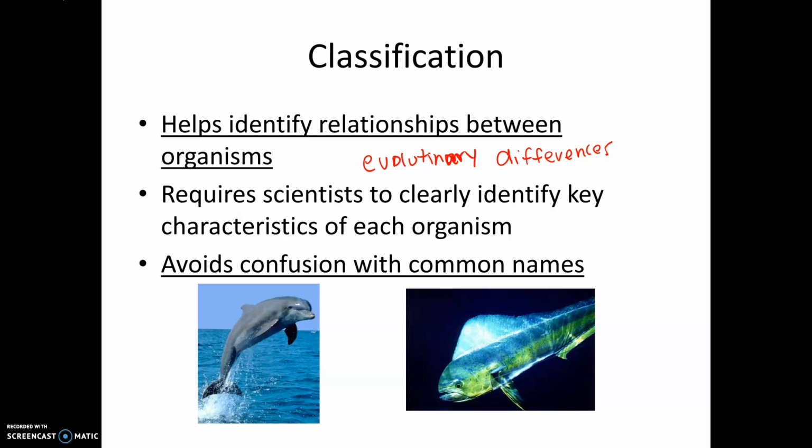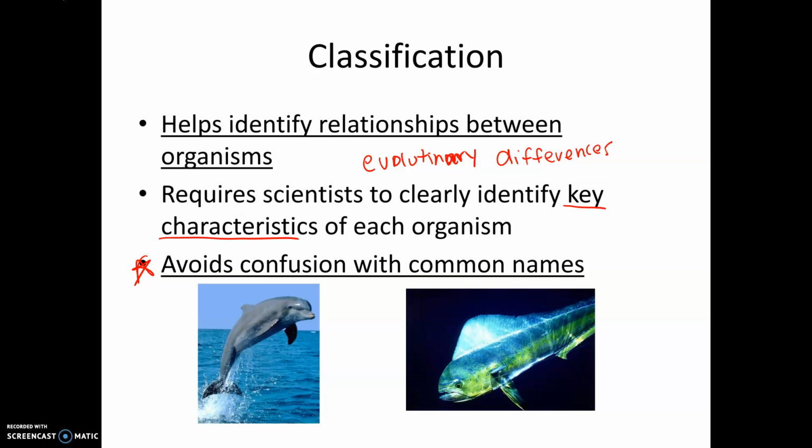So again, if we think all the way back, we all stem from one common ancestor. And through the millions and millions of years that life has been on the earth, we have evolved and changed. So this classification really allows scientists to clearly identify key characteristics of each organism. Depending on maybe genetics or morphology, how those animals look, we're going to help classify those organisms. And it's also going to help us avoid confusion with common names.